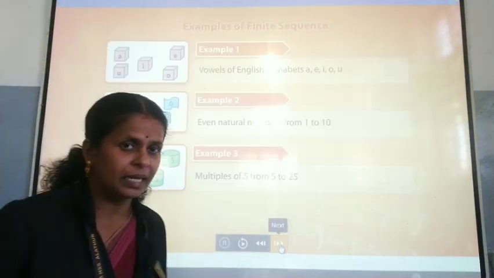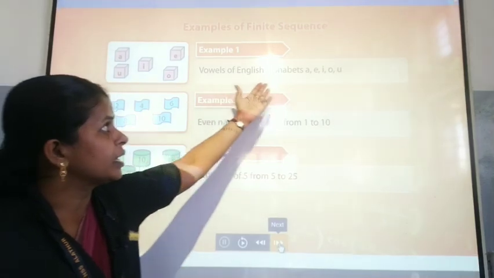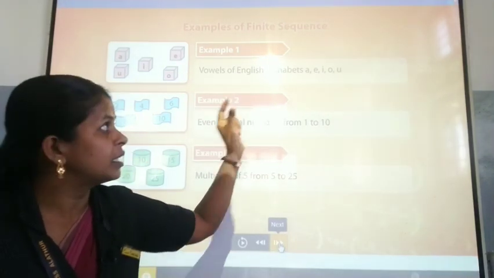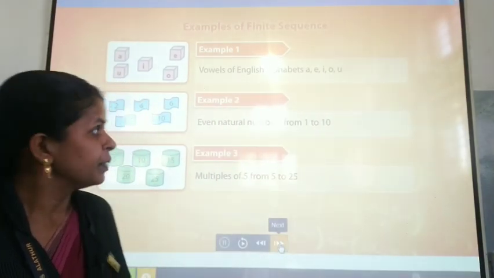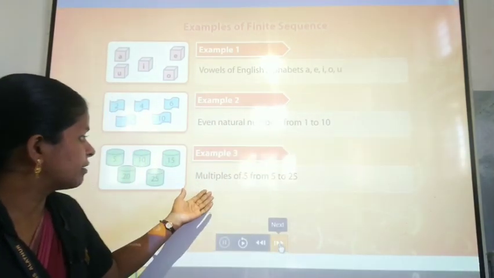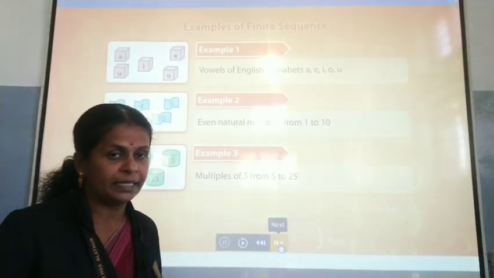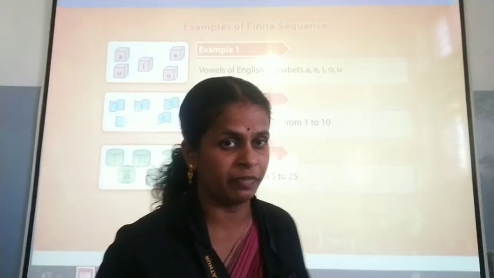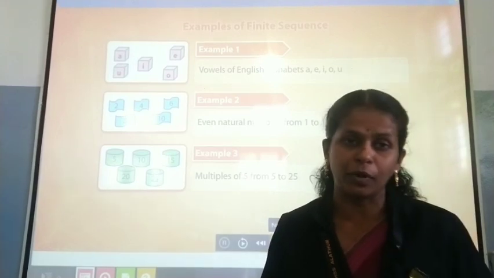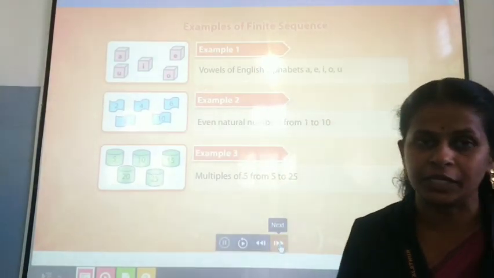Next, examples of finite sequences. Vowels in the English alphabet, which has a finite number of terms only. Even natural numbers from 1 to 10. Another one is multiples of 5 from 5 to 25: 5, 10, 15, 20, 25. So there is a finite number of terms here. These are the examples of finite sequences.